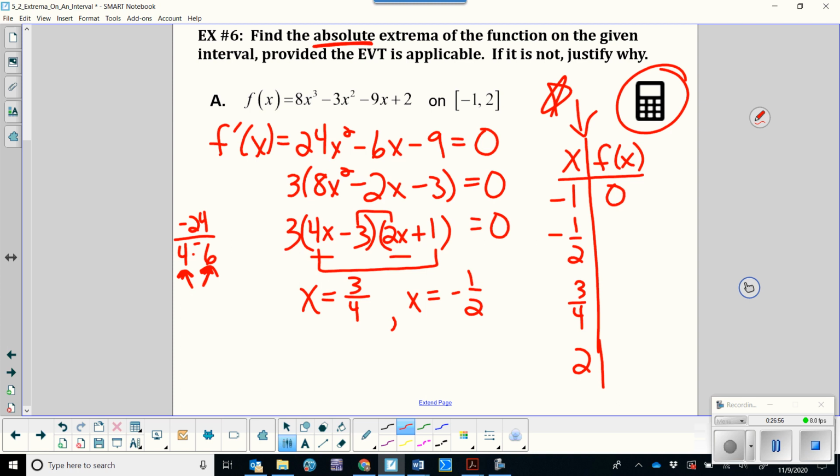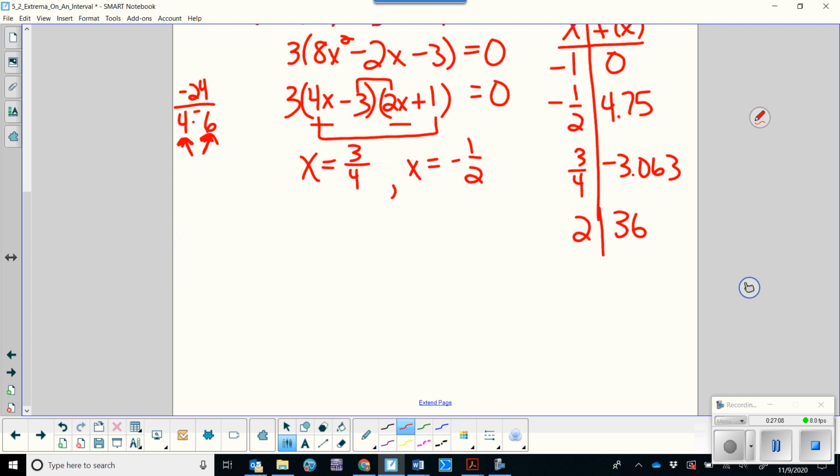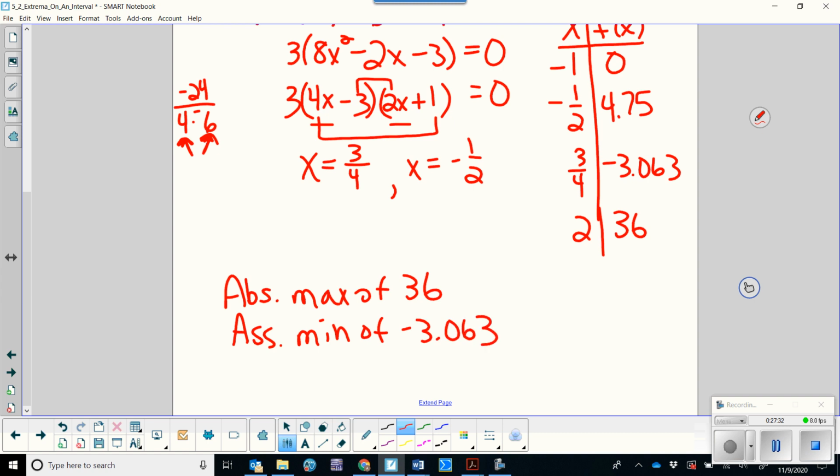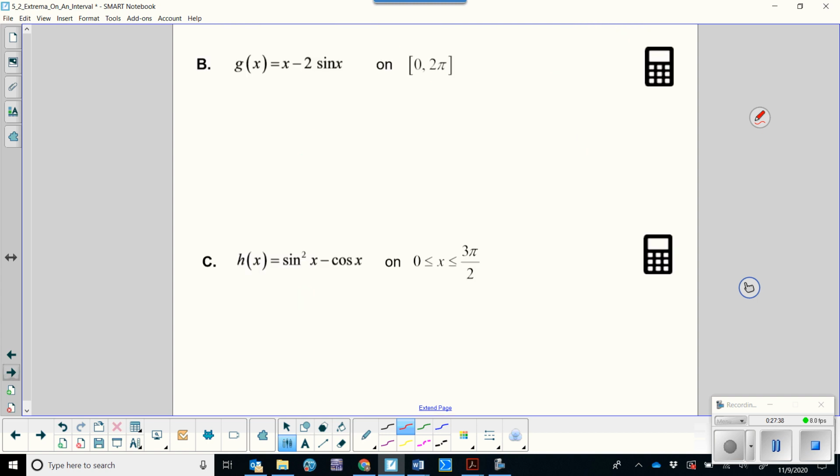But then when you do the work, of course, on a calculator question, just type it in the calculator, write your answers, and then answer the question. So this is my work that's all shown. I showed how I got the critical points, and then I'm showing that I tested the candidates. So I plugged everybody in. And so in this case, I'm going to have an absolute max of 36, and I'm going to have an absolute min of -3.063 because that's the smallest value. So absolute max and mins are the easiest ones. We'll do relative max and mins on the next section.